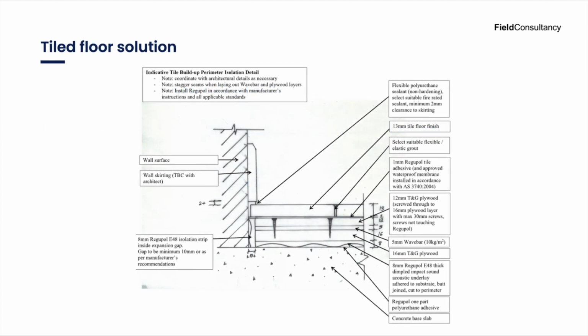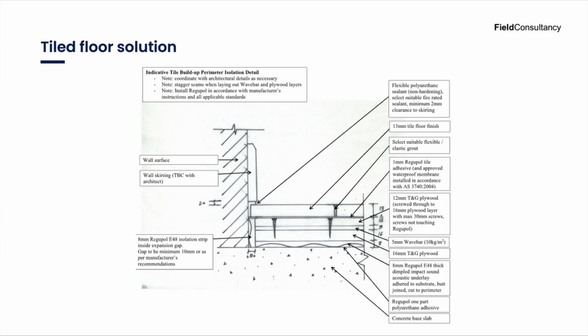So here's the solution we came up with for the tiled floor, which would be used in the kitchen and in the bathroom areas. As you can see just from looking at this detail, a lot of effort was put in to achieve the impact noise mitigation to the apartment below. It actually involves a build-up of different materials of different densities to prevent the impact noise transmission.